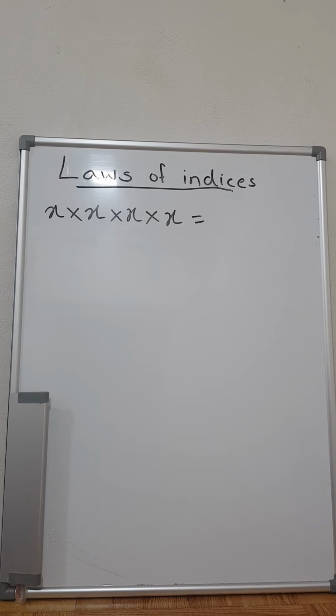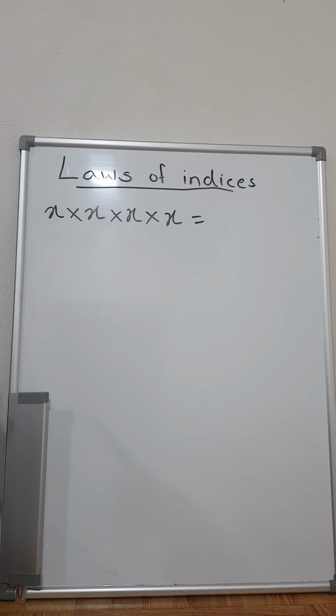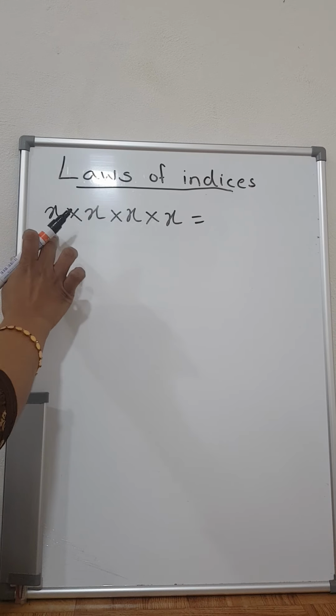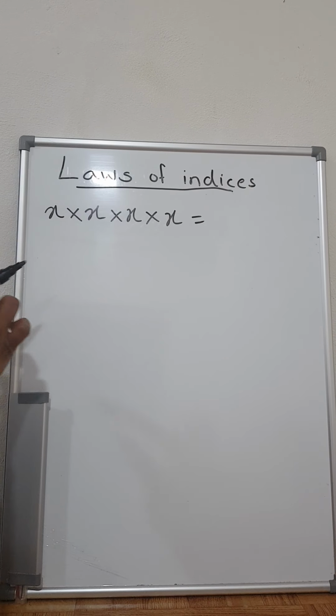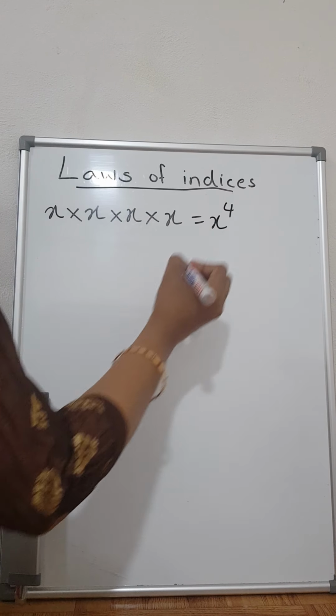Today we are going to learn the first topic from Edexcel Pure Mathematics P1, Laws of Indices. An index or power is used to show that a quantity is repeatedly multiplied by itself. For example, here you see x times x times x times x. Here x is repeatedly multiplied by itself 4 times. So we can represent it as x to the power 4.